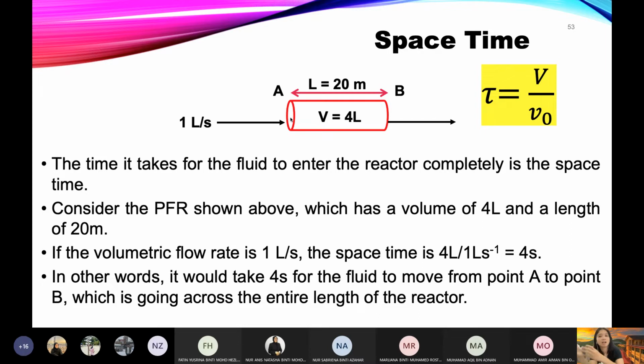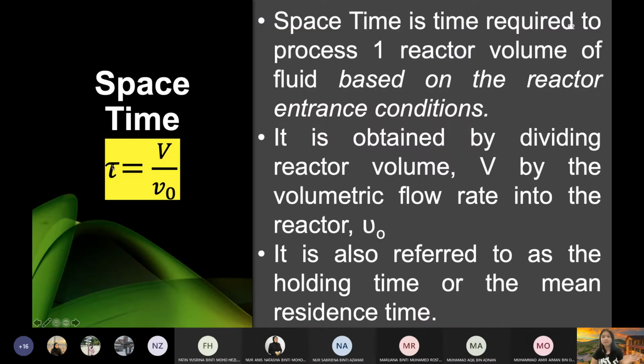So apa yang kita boleh buat? Of course, kita boleh slowkanlah flow rate. Kamu bayangkan kalau kita slowkan flow rate, okay. Kalau kamu tengok sini, matematik kan? Okay, space-time ni berkadar langsung dengan volume, berkadar songsang dengan volumetric flow rate. Space-time increase with volume, decrease with volumetric flow rate. Volumetric flow rate kena menurun, space-time akan naik.